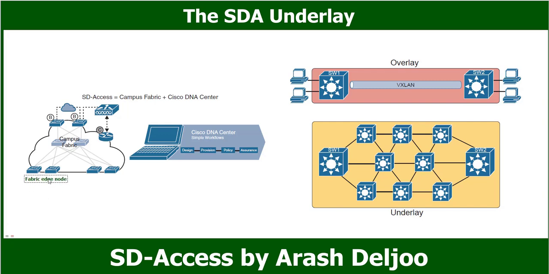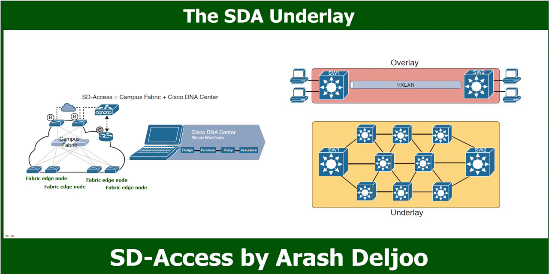Here, for example, we have a fabric edge node. We should consider the role. After that, we can verify that our device supports this role with the hardware compatibility list. Actually, this is a switch that connects to endpoint devices similar to traditional access switches. After that, we have some other devices.